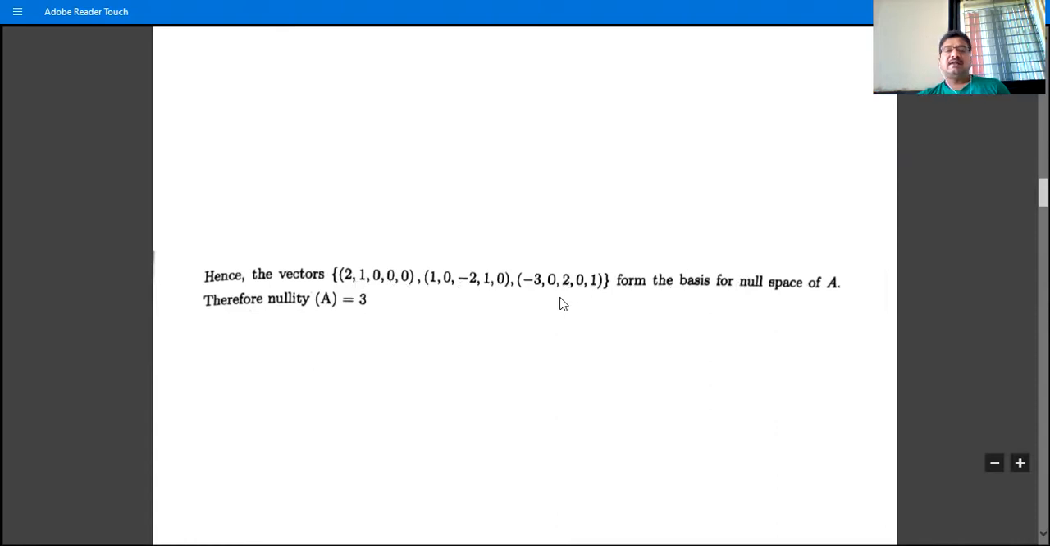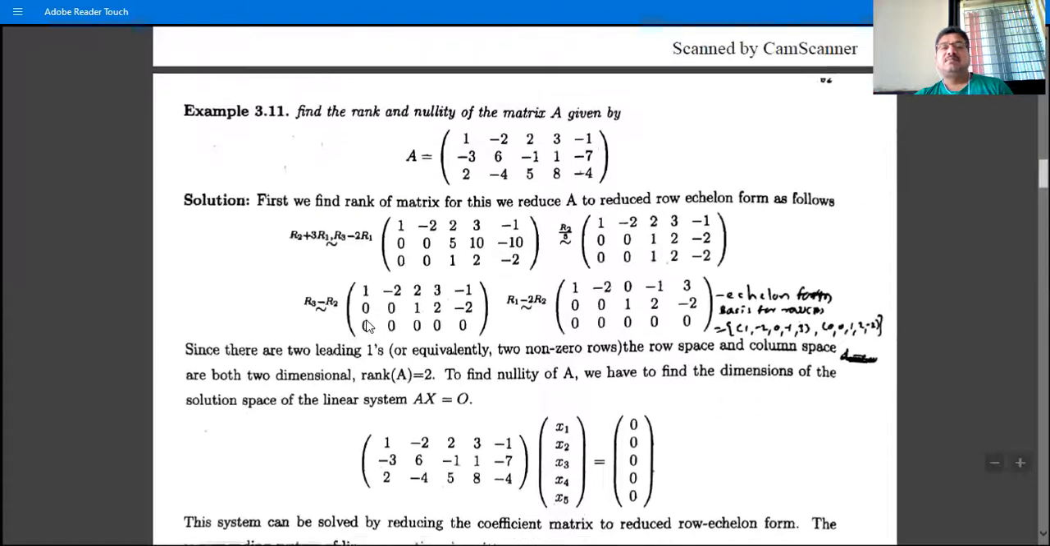We know that the dimension of any vector space is the number of elements in its basis. So the basis for the null space of A contains 3 vectors, and so the dimension of the null space of A is 3. The dimension of the null space of A is called the nullity of A. So nullity of A is 3. So this is the problem.